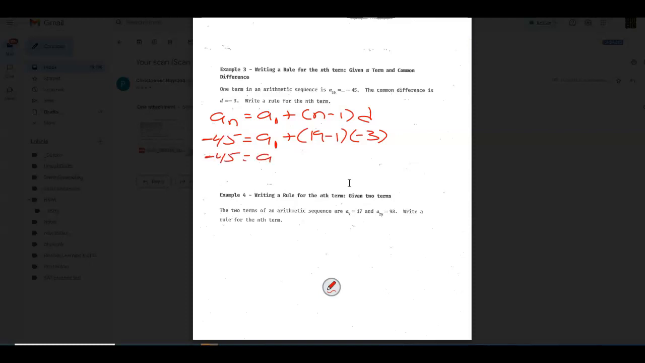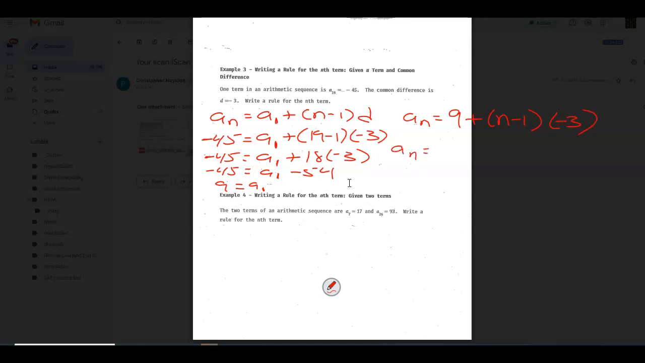Negative 45, a sub 1, plus 18 times negative 3. Negative 45, a sub 1, minus 54. And my a sub 1 is 9. Now you do need to plug it back in. A sub n equals a first term of 9 plus n minus 1, and you put your d back in. Those are your two constants.